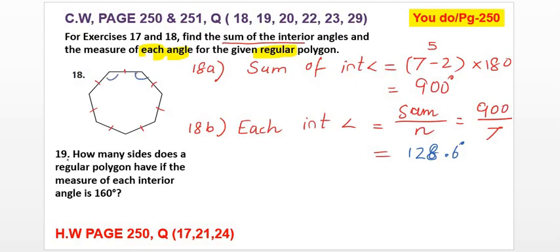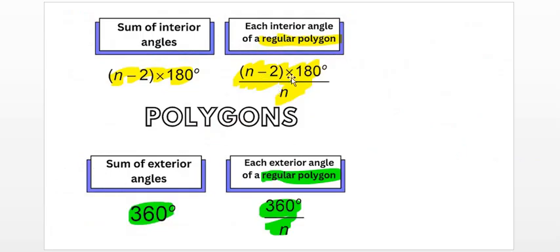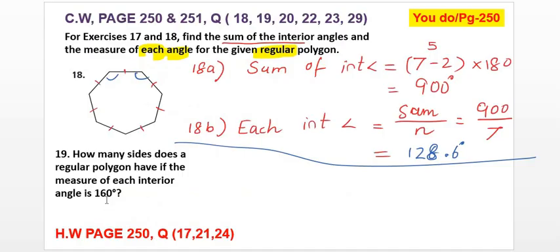Okay, number 19, it says how many sides does a regular polygon have if the measure of each interior angle is 160? So actually we have to use the same formula that I showed you over here. Let me show you. Where is the formula? Here, this one. We have to use this formula, that we don't know how much is n, but they have given us the value of each interior angle is 160. So let's solve it on the next slide.